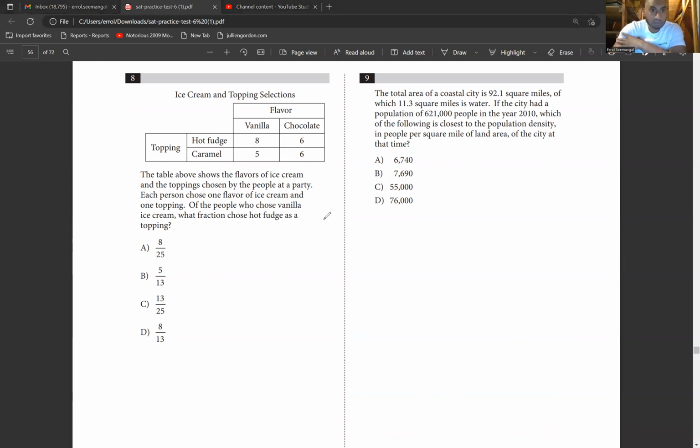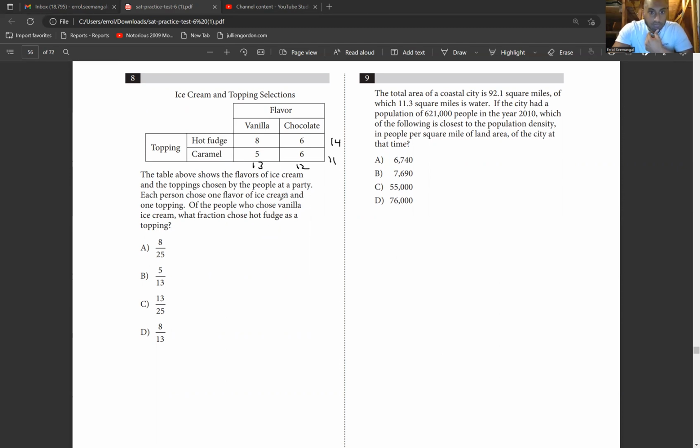Okay, so how do we do this one? Each person chose one flavor of ice cream and one topping. Just add up the two numbers that are with hot fudge and then divide by the total. So that's 14 there, that's 11 there, that's 12 there, and that's 13 there. All right, so what'd you say? 14 people chose hot fudge. Should that be 14 over 25?